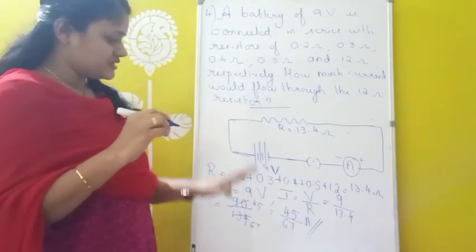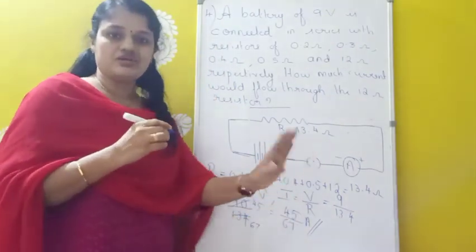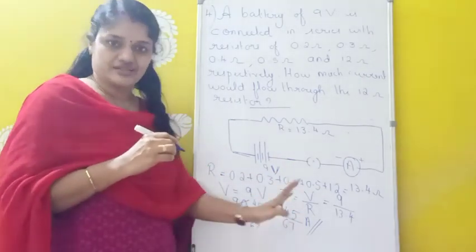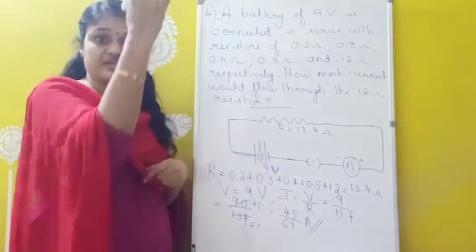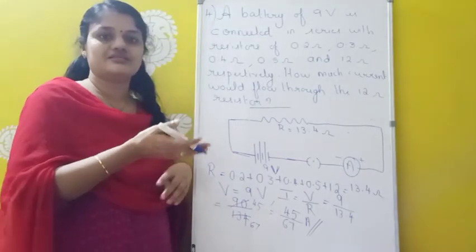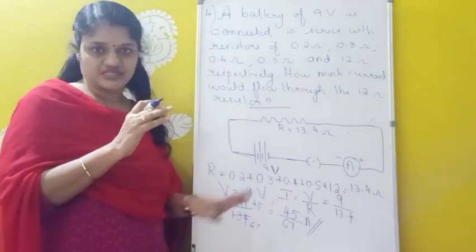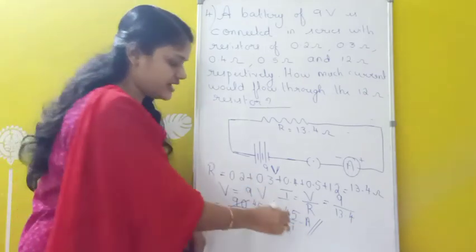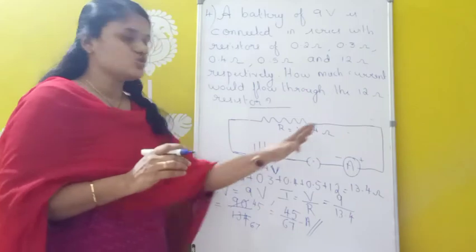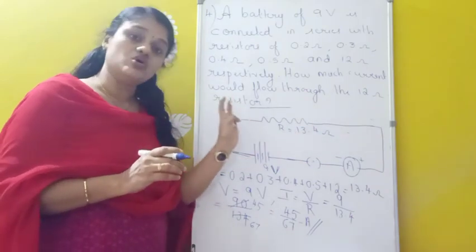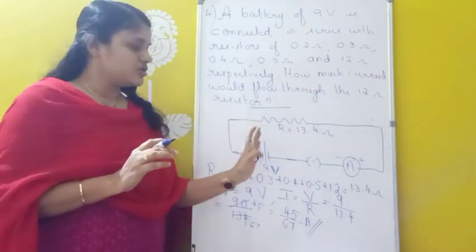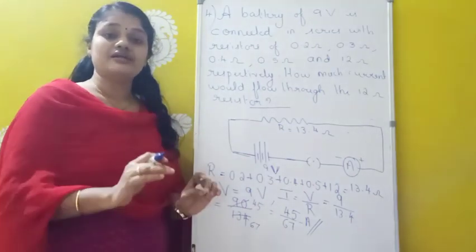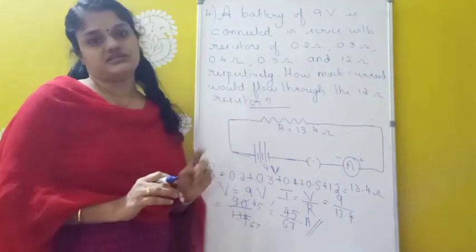Okay, so in physics we don't want to convert this into decimal and all. Simply whatever we are getting in fraction, we can put it like this. Suppose if we can simplify, you can cancel the numerator as well as denominator and simply put it like this. So 45 divided by 67 ampere. That is the current through the 12 ohm resistor as well as the current through all the resistors in the circuit, because all are in series only. So whenever resistors are in series, current remains the same through all the resistors.